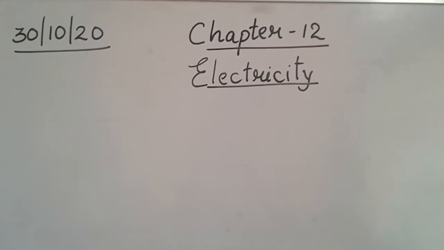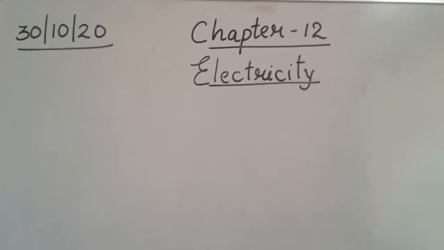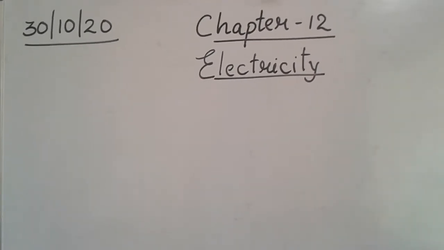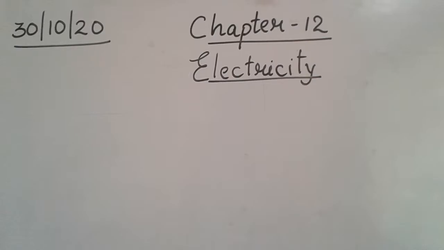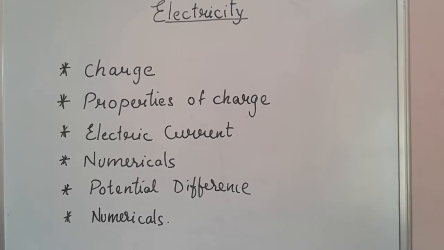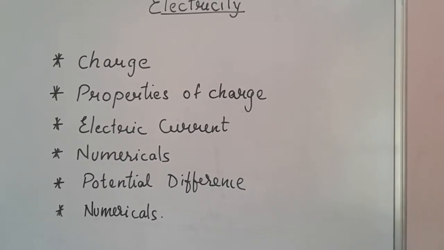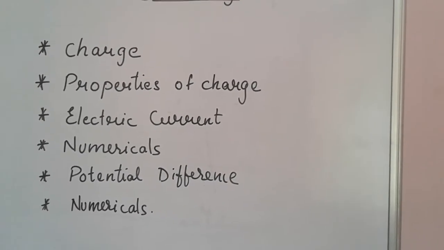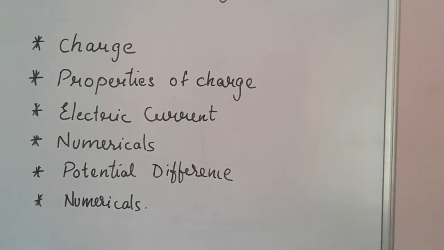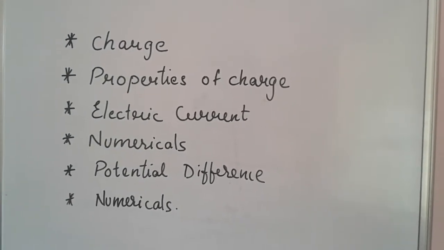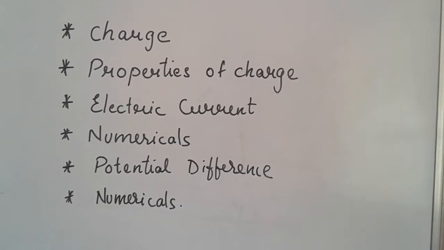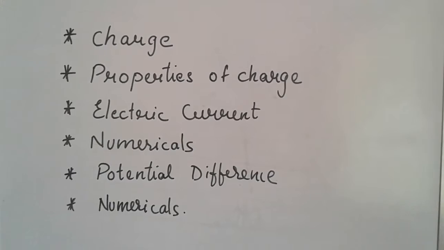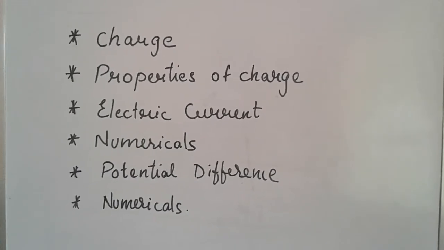We were doing the chapter electricity, and before we proceed in this chapter, let us revise what we have done in our last classes. In our last class, we studied these following topics: charge, properties of charge, electric current, numericals, potential difference, and then the numericals related to the potential difference. Today we will study a new topic of this chapter.